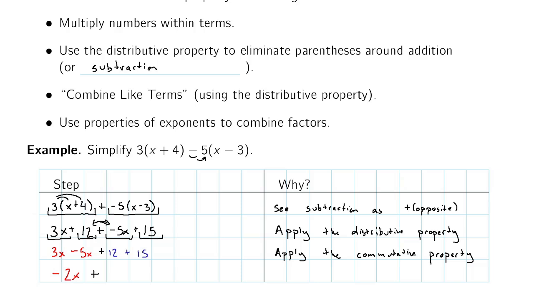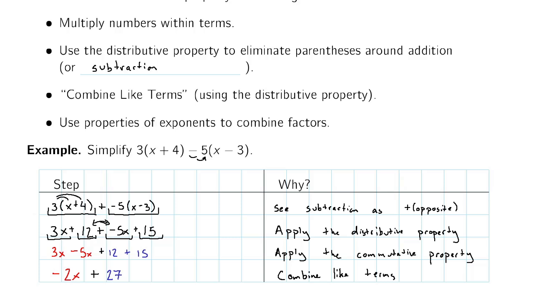And then I also have 12 plus 15. Those terms don't have any variables at all. So 12 plus 15 is 27. And that was just combining like terms. So that original expression simplifies to negative 2x plus 27.